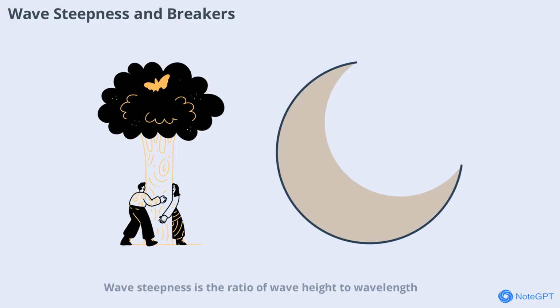Wave steepness is the ratio of wave height to wavelength. When this ratio exceeds 1:7, waves become unstable and break, forming breakers. Breakers can be plunging with a violent crest or spilling with a gentle white cap. The type of breaker depends on wave energy and the slope of the seafloor. Understanding wave steepness helps predict coastal erosion, surfing conditions, and the impact of storms on shoreline.